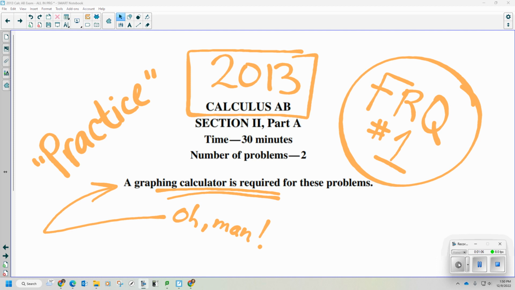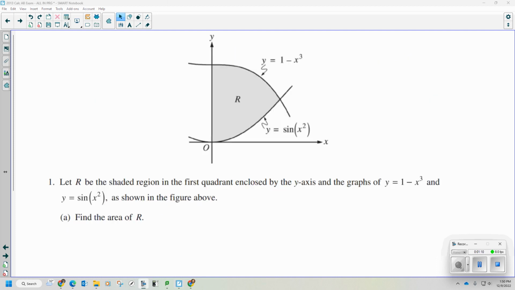Let's start free response question 1. We got a graph, a shaded region. This is starting out good. Number 1 says, let R be the shaded region in the first quadrant enclosed by the y-axis and the graphs y equals 1 minus x cubed and y equals sine of x squared, as shown in the figure above. Find the area of R.